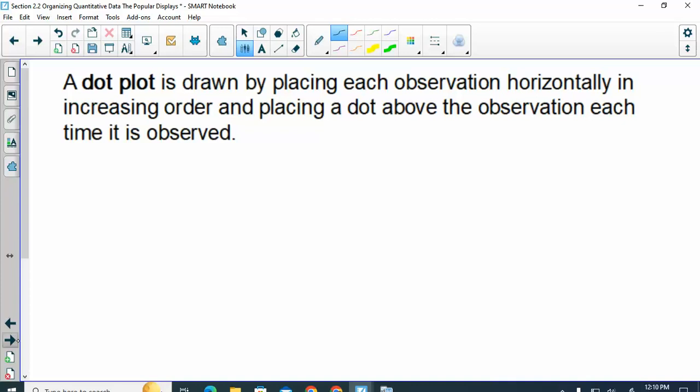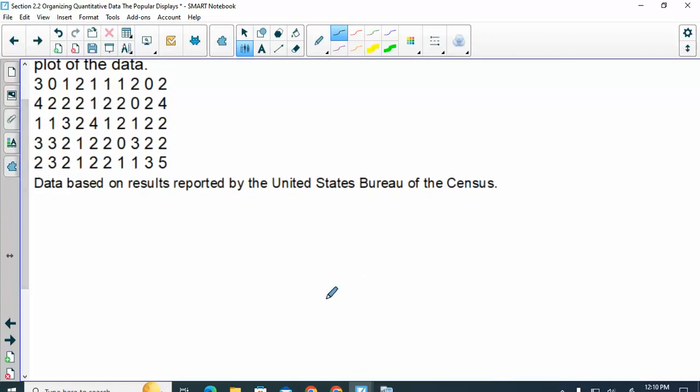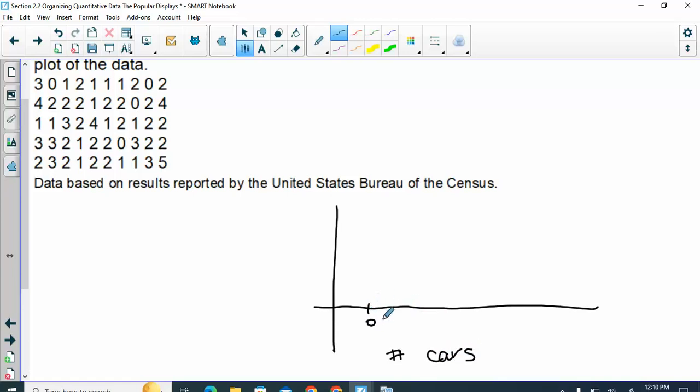Very first day in stats, when we did our dice rolling example, I had you come up and put a dot for the number you rolled. That's a dot plot. So if I wanted to make those, let's go back to that car data. If I wanted to make a dot plot of that, my x-axis was my number of cars. We had 0, 1, 2, 3, 4, 5 as our options.